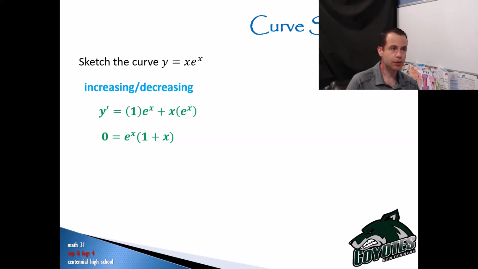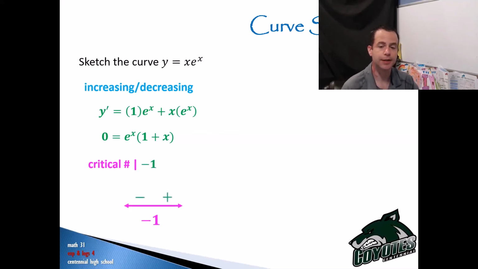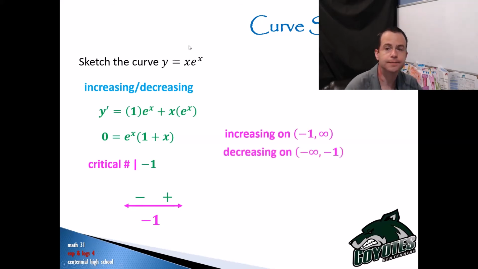Critical numbers would be -1. So I'm going to test -1, test to the left and test to the right. I should end up with negative on the left and positive on the right. Okay, so that tells me I am decreasing from -infinity to -1, and I'm increasing from -1 to infinity. It also tells me that there's a local minimum at -1, and then when I plug in -1, I would get out -1 times e to the -1. Well, that would be -1 over e.